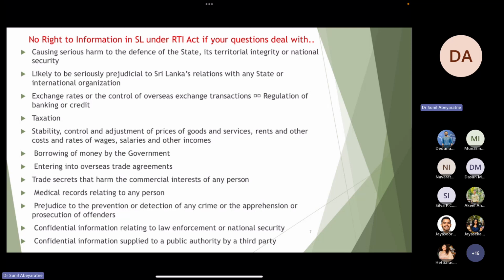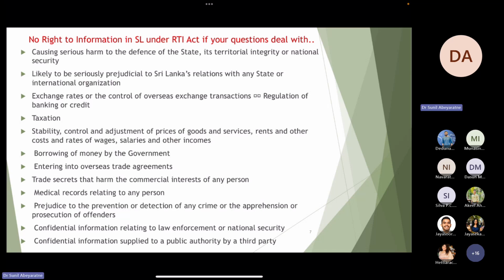The next, borrowing of money by the government, entering into overseas trade agreements. This, of course, is dangerous. That is why sometimes people say this is not right. We can't see any safety here because earlier, when the government wanted to enter into various bilateral agreements like ECA, the people came to know, they got information legally or illegally through various channels, and they protested. But when countries are going to enter into a bilateral agreement, you can't get the exact information on the current situation sometimes.